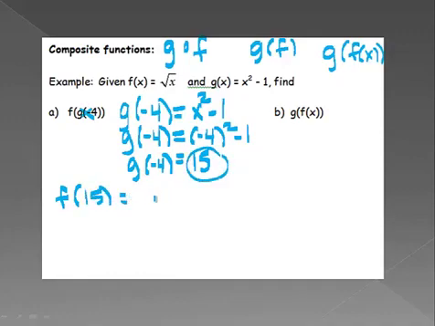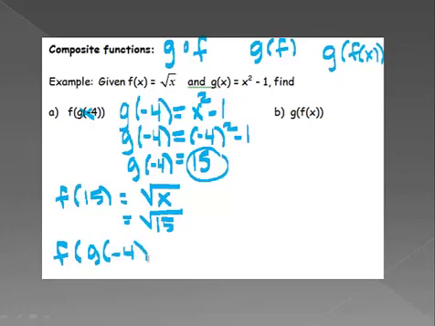So now what's the f function? The f function is the square root of x. So I'm going to plug a 15 wherever there's an x. So I'm going to write square root of 15. And then can I reduce the square root of 15? Nope. So then I write it this way, using the correct notation, that f of g of negative 4 is the square root of 15.